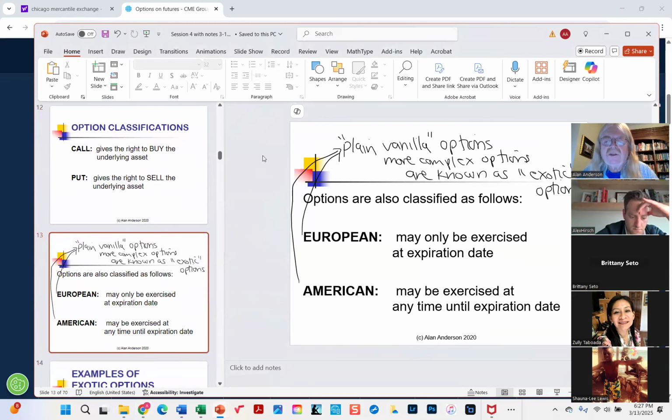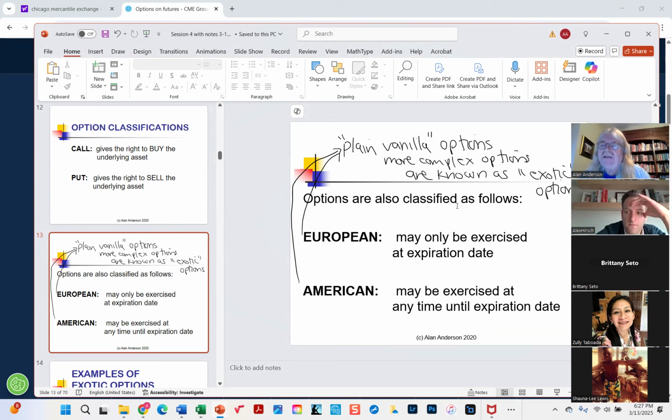And also within these categories, options are typically either European style, which means you have to wait till the maturity date to make a decision whether or not to buy or sell the underlying asset. Whereas with the American style options, every single day until the maturity date, you can decide, do I want to exercise or not? So while the American ones are more powerful, they're certainly more expensive.